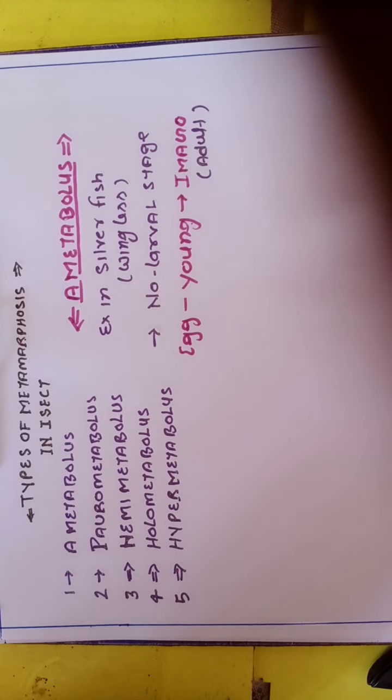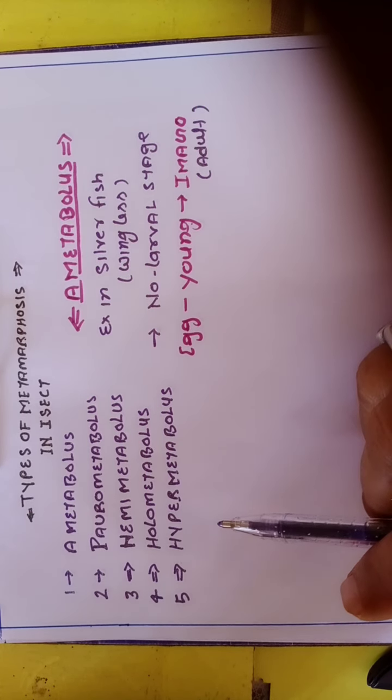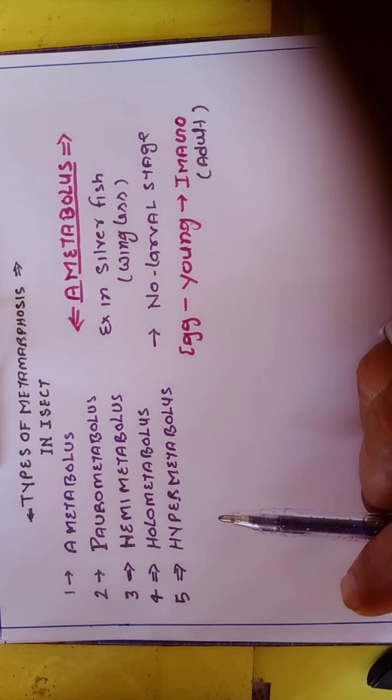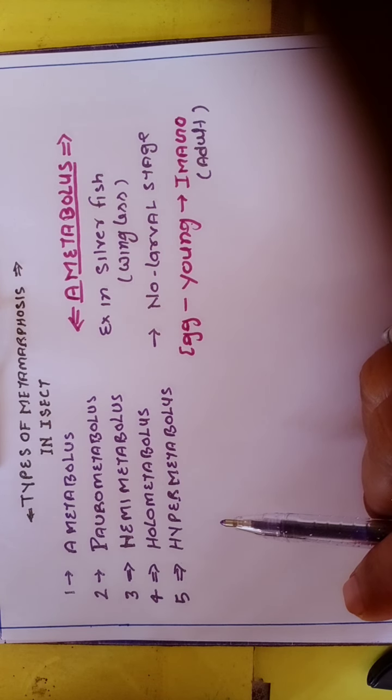So, hello student. Today we will talk about the types of metamorphosis in insects. It means during the embryonic development, how the insect makes one adult insect. It means after egg laying, does the egg make a larva or not? If a larva is present, then it is known as indirect type of development.